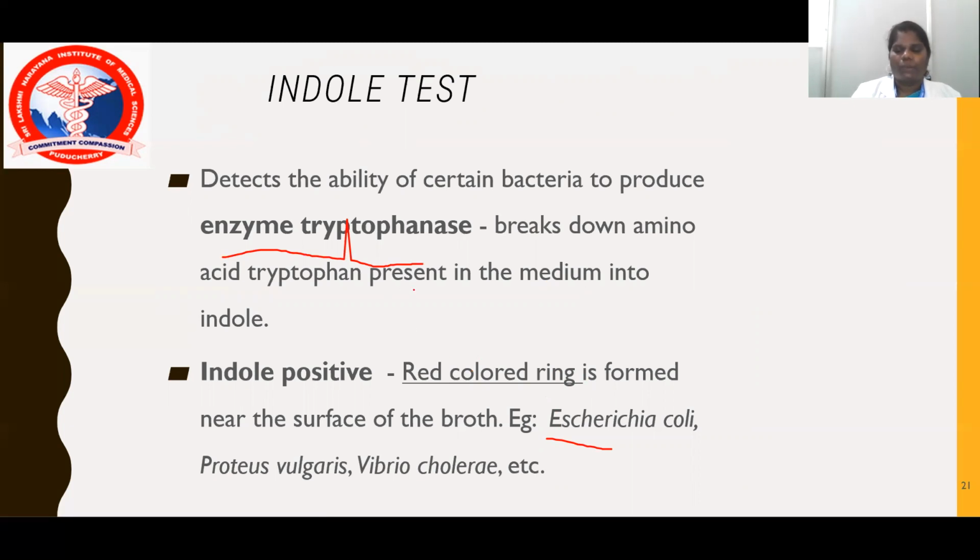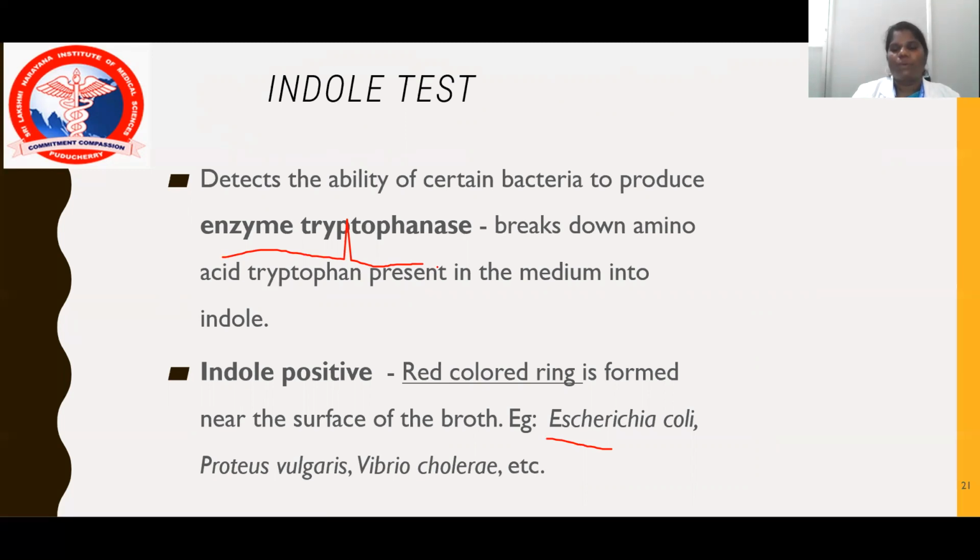So how is it done? You have to take a peptone water which has tryptophan. What you are going to detect is the tryptophanase enzyme which the organism contains. So we have to inoculate the organism into the peptone water. The next day, if the organism has a tryptophanase enzyme, it breaks down the tryptophan.